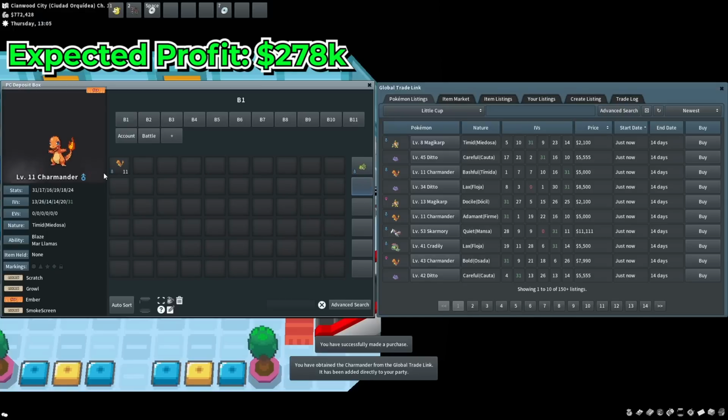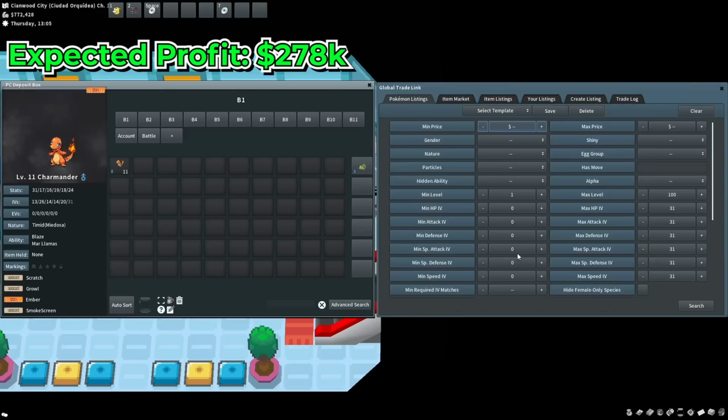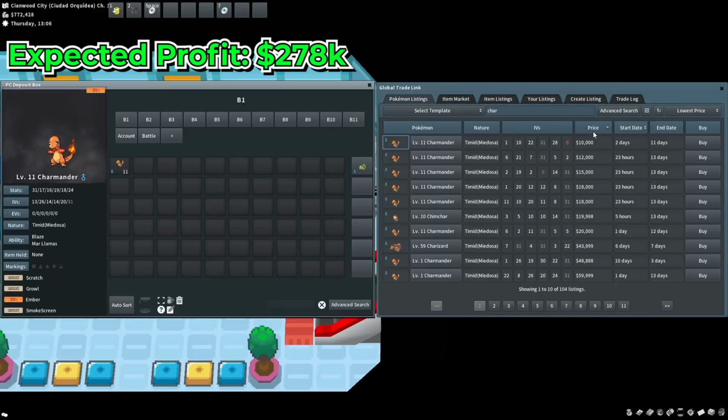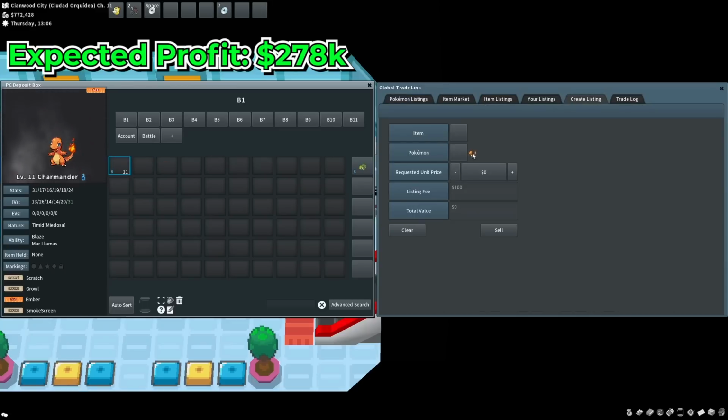So Charmander, Timid, with 10 defenses and 31 here. Let's see how much this went for. The best stats for it will be these two, and then Timid, and then Charmander goes for around 10k, so we'll be pricing ours just under this guy here, even though ours is better. So 9999.